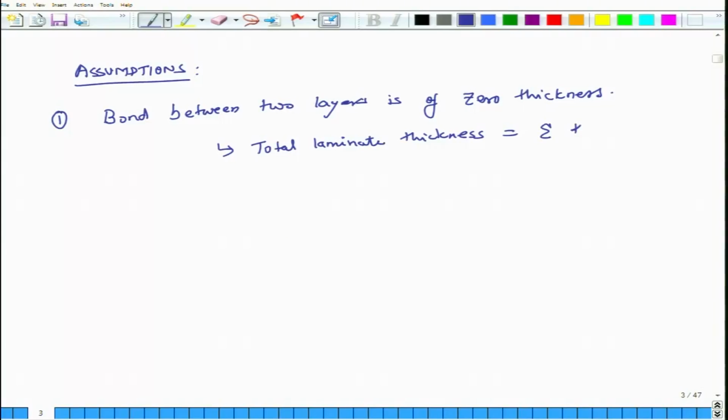What that means is that the total laminate thickness equals the sum of the thickness of each layer, each lamina. So, we do not have to worry about the thickness of the bond between two layers. The second assumption we will make is that the bond is perfectly rigid.